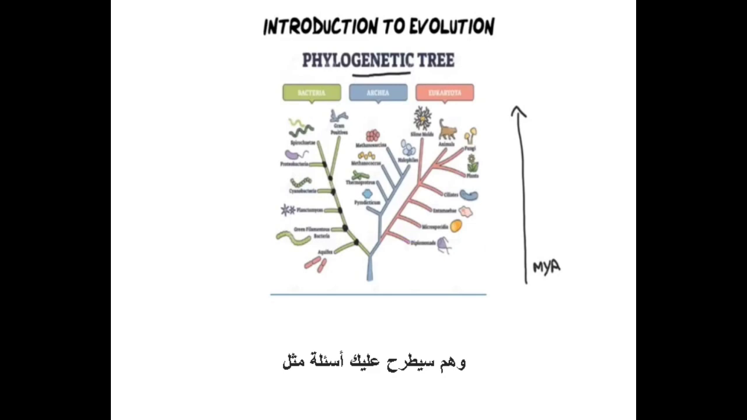And they will ask you questions like, when did plants arise, or when did slime molds arise? When did they appear? And so what you would do is you would look at, for example, slime molds over here. You would look at where slime molds intercept with the timeline, and then you'd be able to tell them how many millions of years ago. But that's the basics of how to use a phylogenetic tree.